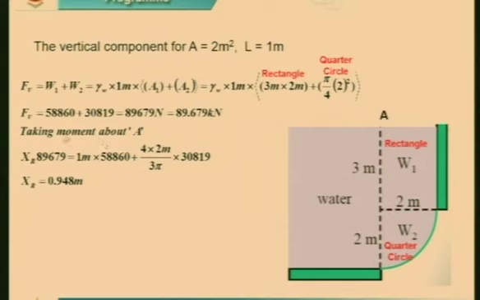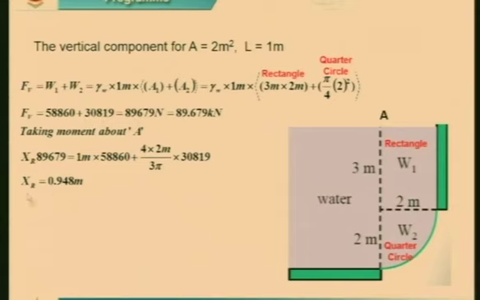Is it okay? Now taking moment about A, because this W1 will be acting at 2 by 2 here, and this W2 will be acting at 4r by 3 pi. You remember the formula I have given for the centroid of a semicircular or quarter circle, 4r by 3 pi. What is the value? 4 into 2, radius is 2 meter, 3 pi is a constant. So multiply by this weight, which is 30819 with this value, and this value 1 meter into the rectangular equal to the total weight, which is 58,860 plus 30,819, 89.679.